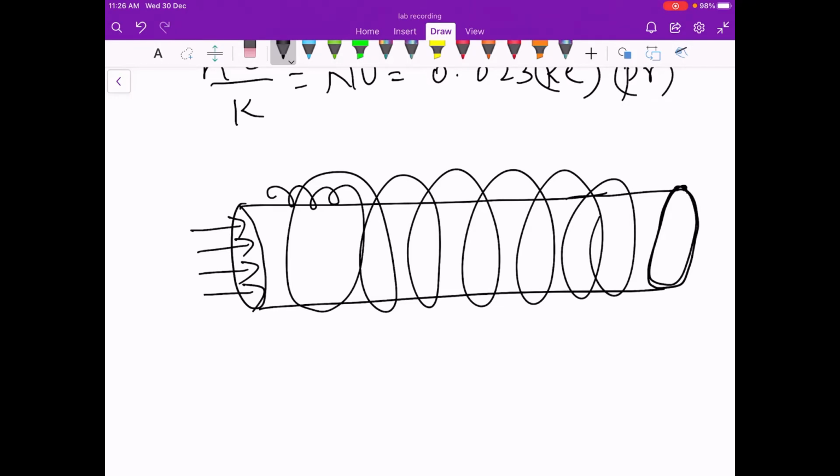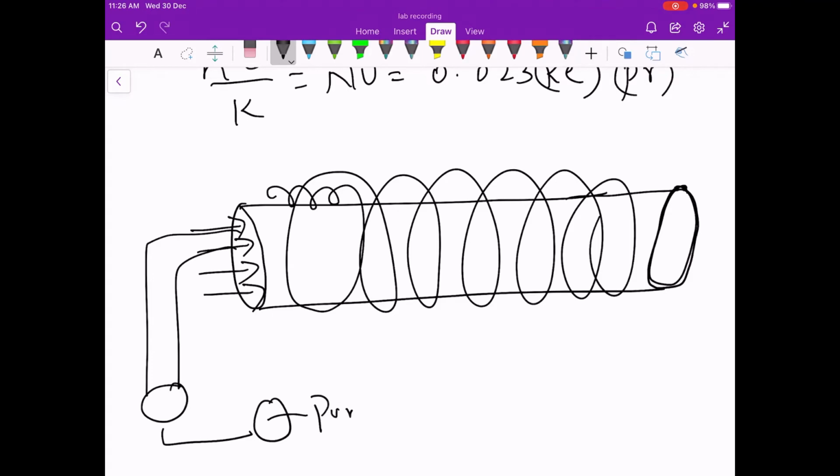So when you switch on the power, when you try to circulate the power, the flow will be flowing through the pipe. Now you can control the flow here. There is a pump and there is a throttle valve. Finally you can control the flow through the pump and through the throttle valve. So you can control the velocity.